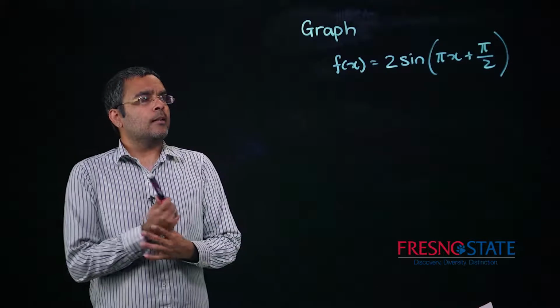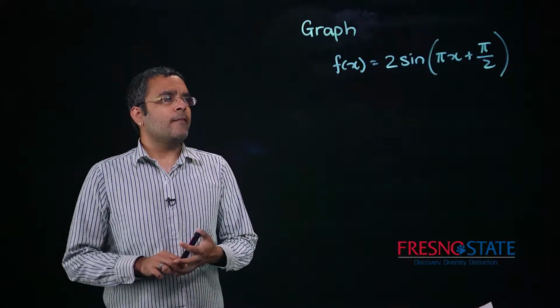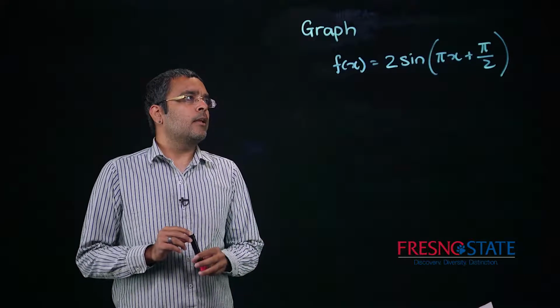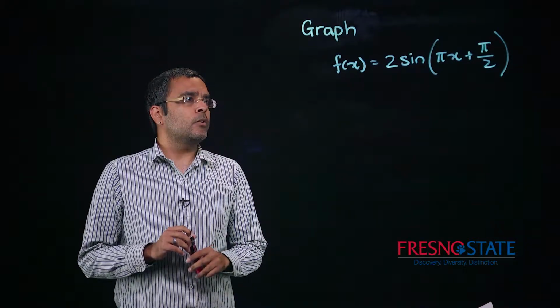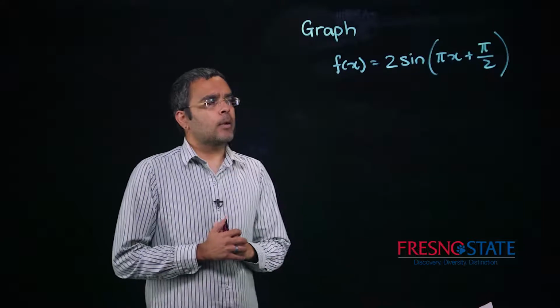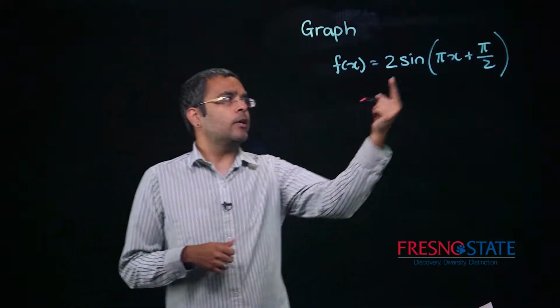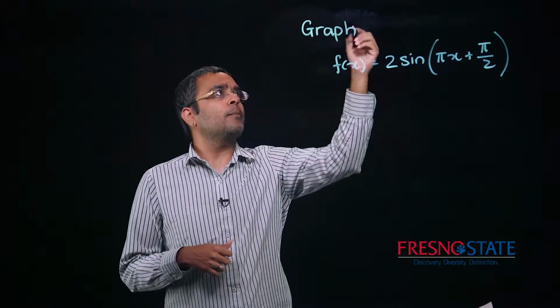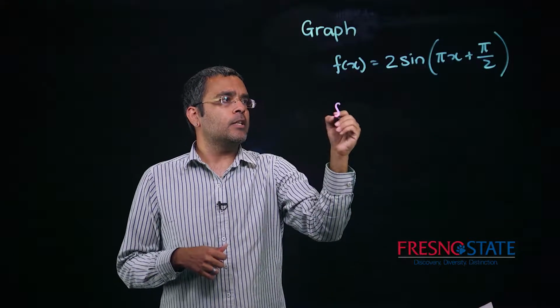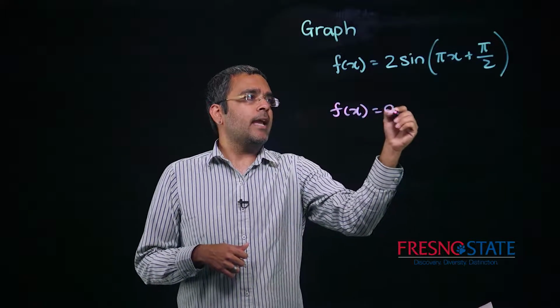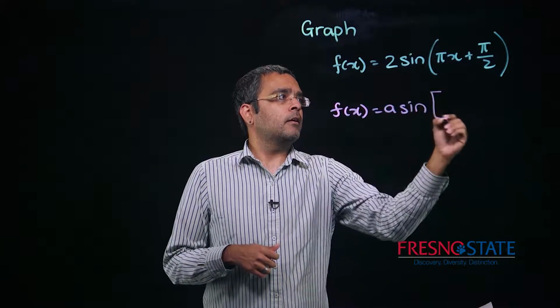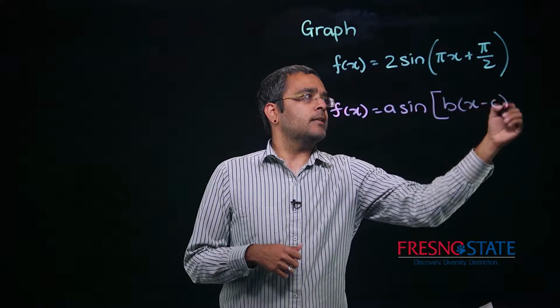All right, so let's look at the following example. We want to graph f(x) = 2 sin(πx + π/2), and we just want one cycle. Okay, so the first thing I'm going to do is factor out the pi. I'm going to try and put it in the form that we are familiar with, which is f(x) = a sin(b(x - c)).